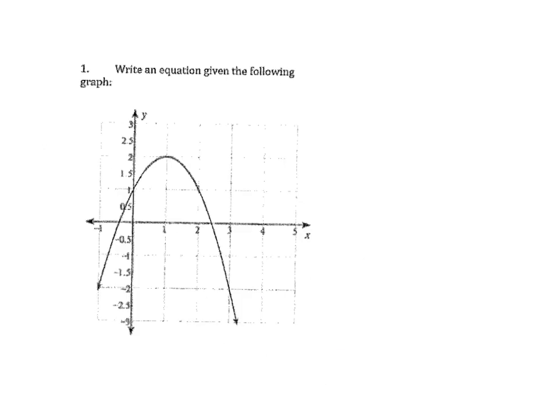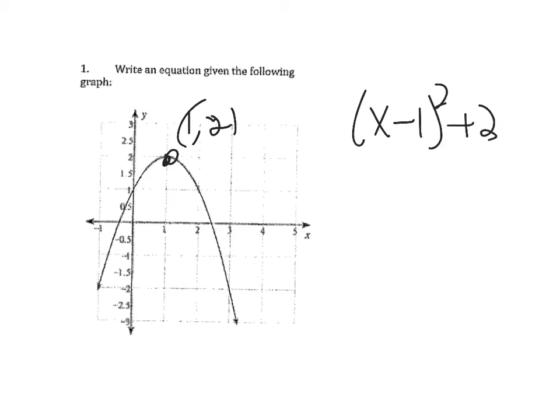So here's an equation. I see a vertex right there. That vertex is 1, 2. So I know it's going to be x minus 1 squared plus 2. Then I get to decide if there's some kind of stretch factor. Well, for one thing, I know the leading coefficient is going to be negative because it opens down.